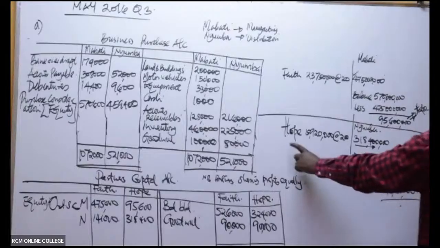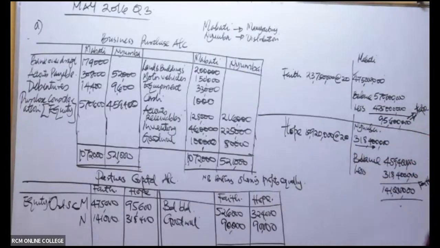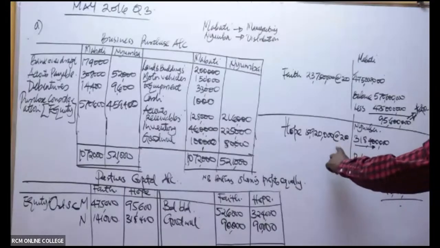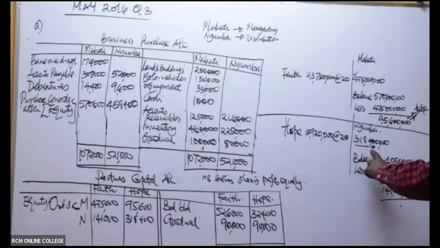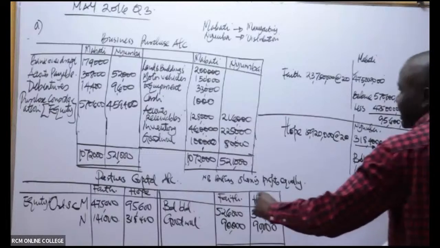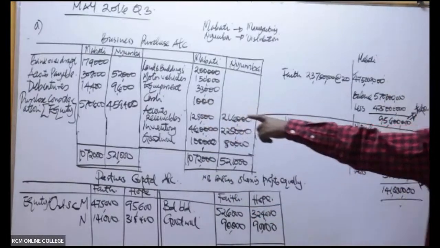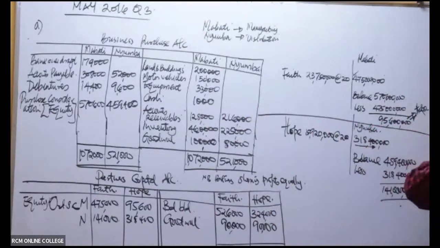Then for Hope, she agreed to take this number of shares, each going for 20. If you do the multiplication, you'll get the total equity she took from Nyumba, 459, she took 318,400. The rest, she agreed to take in Mabati. So the balance here is 459,400 million minus this one.